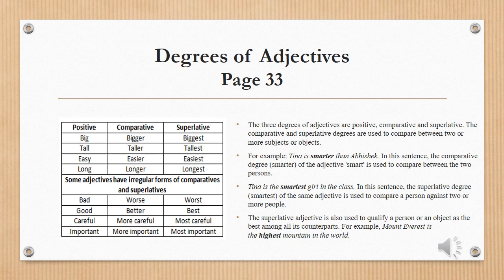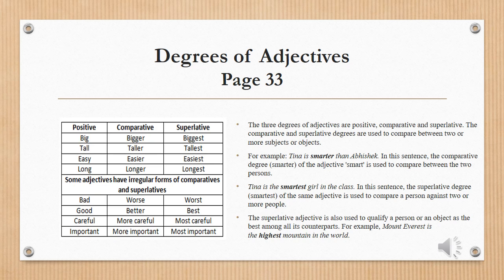Coming back to the table, you can see that comparative and superlative degree is formed by adding ER and EST to the adjective's positive degree. Big becomes bigger and biggest. Tall, taller, tallest. Easy, easier, easiest. Long, longer, longest. There are some more examples like short, shorter, shortest, clever, cleverer, cleverest, bold, bolder, boldest.